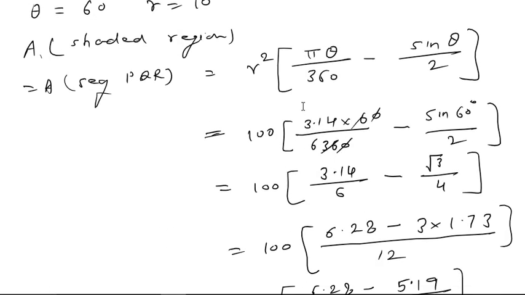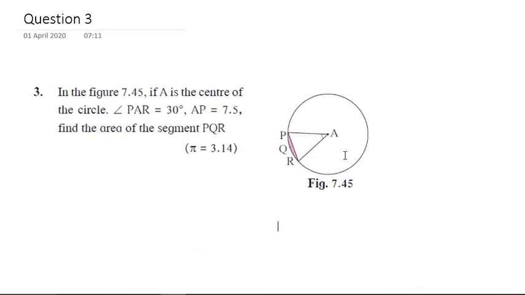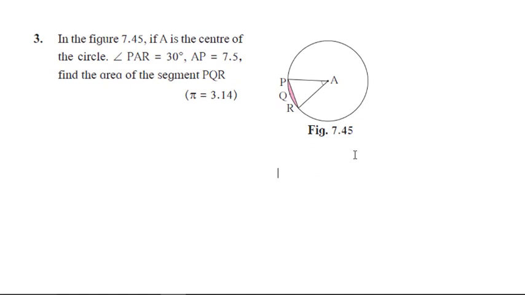So by using the formula also you can find it, only you have to remember the trigonometric ratios for 30 degree, 60 degree, 45 degree, 90 degree, like that. Now let us see this third question. Again here we have to find the area of segment PQR. What is given? This central angle is given as 30 degree. So here I have theta as 30 degree. AP, that is the radius, the value of radius is 7.5. The value of pi which we have to use is 3.14. Area of segment we have to find.